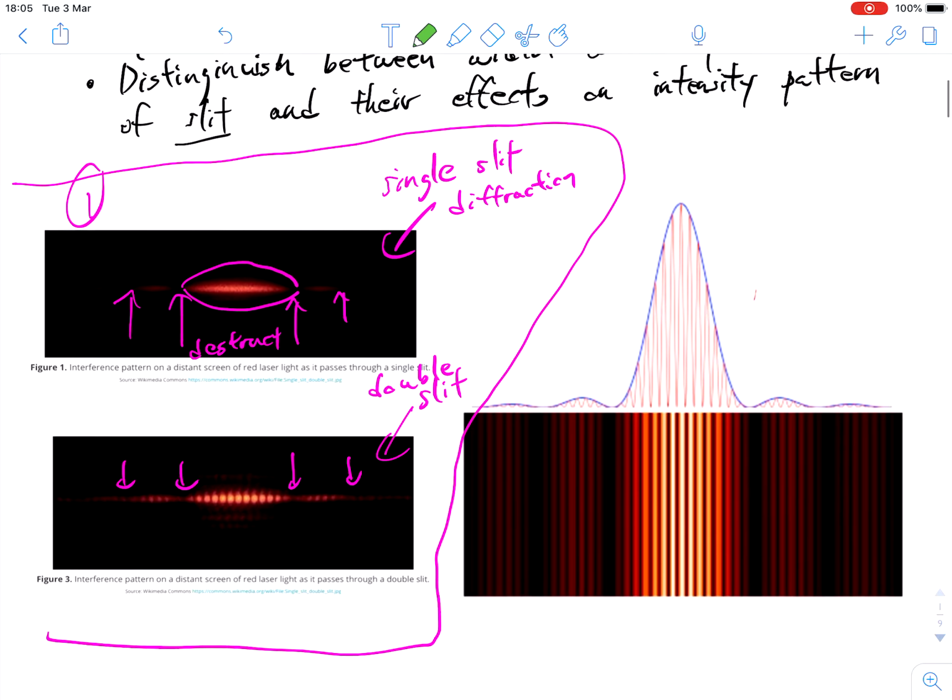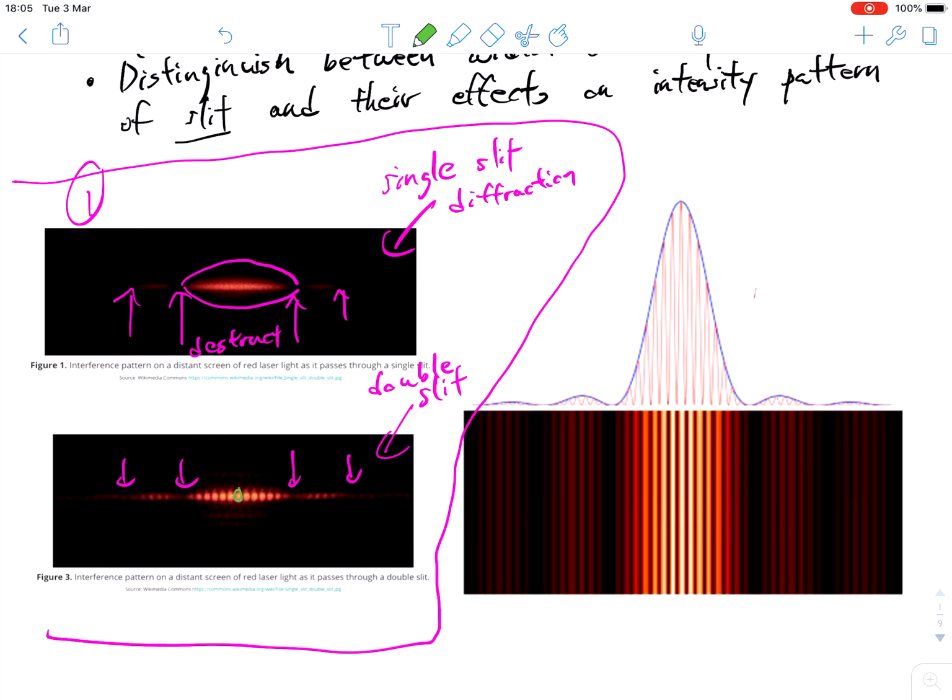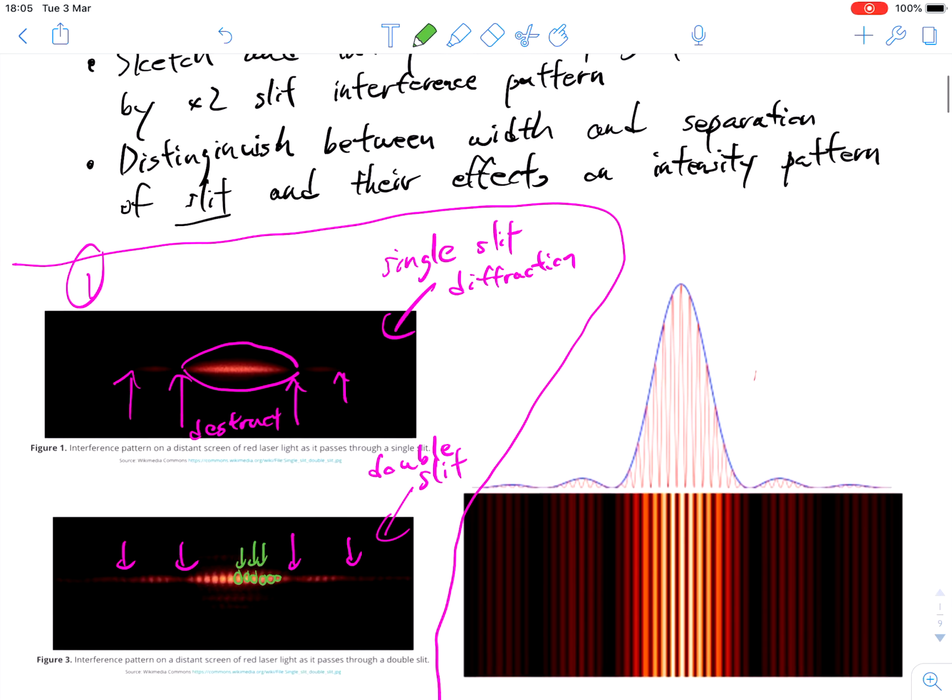So for the double slit, we also see the presence of our interference pattern. We're seeing maximums and minimums within the single slit maximums and minimums as well. So there are sort of two interference patterns happening here right now.